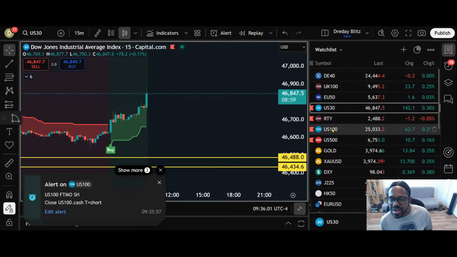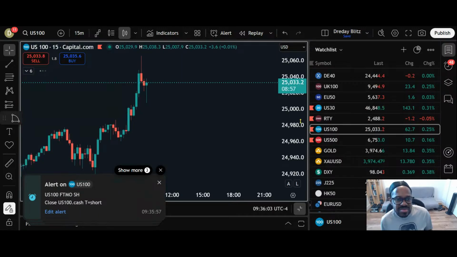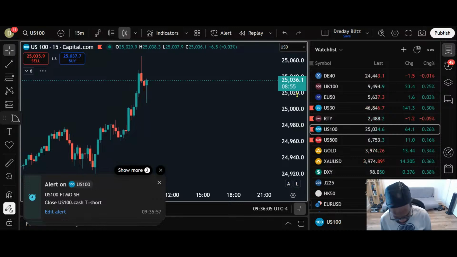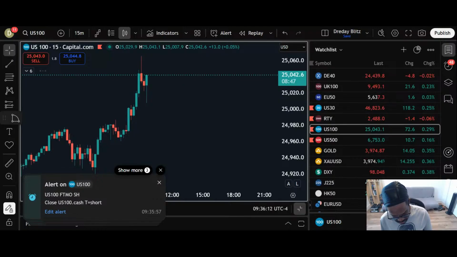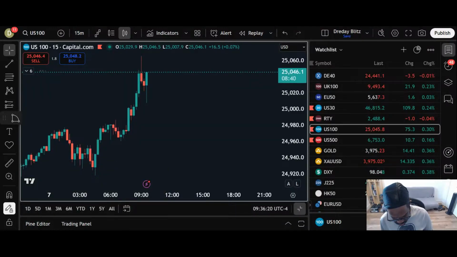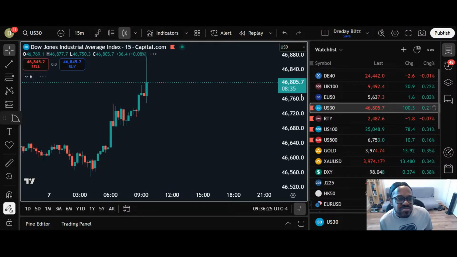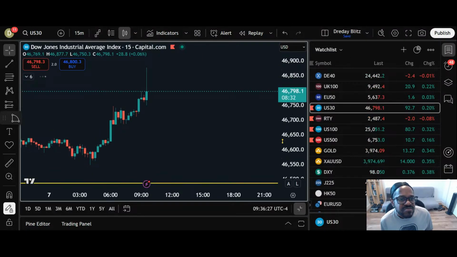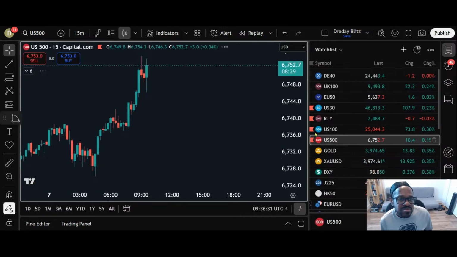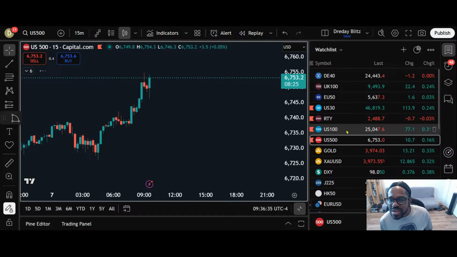So NASDAQ is a buy. Buy US100 at price 25,033 on 15 AM time frame at time 9 hours 35 minutes and 57 seconds. So US100 buy. S&P 500 is a buy.